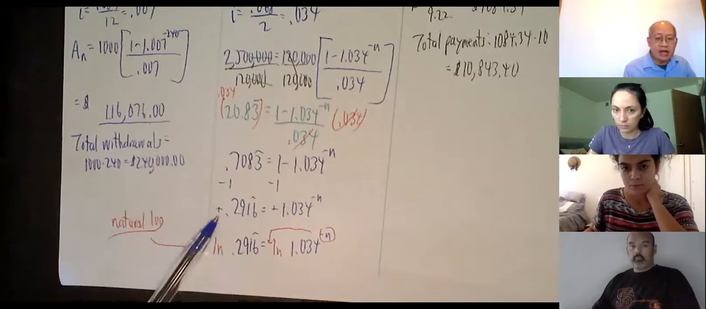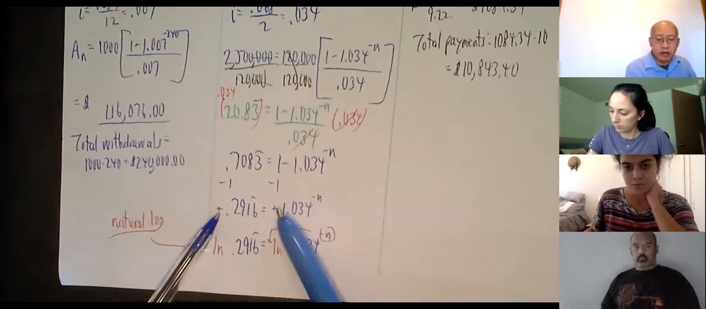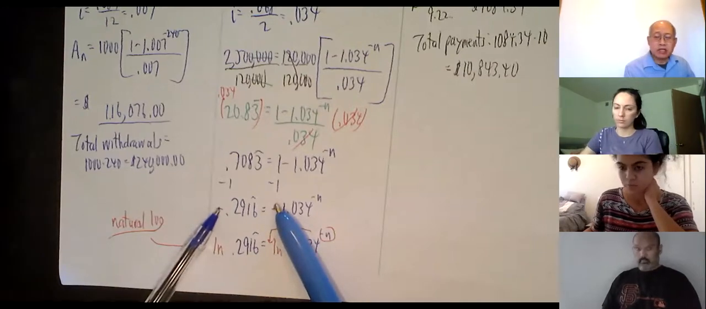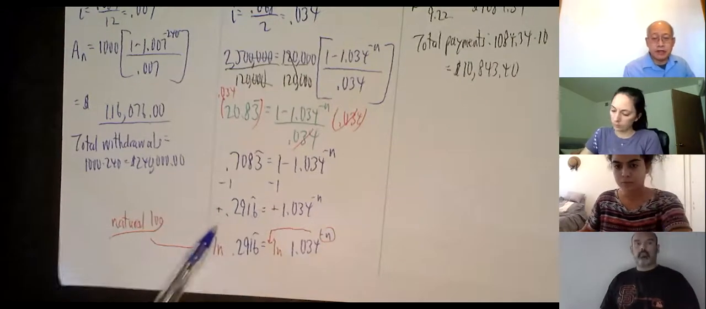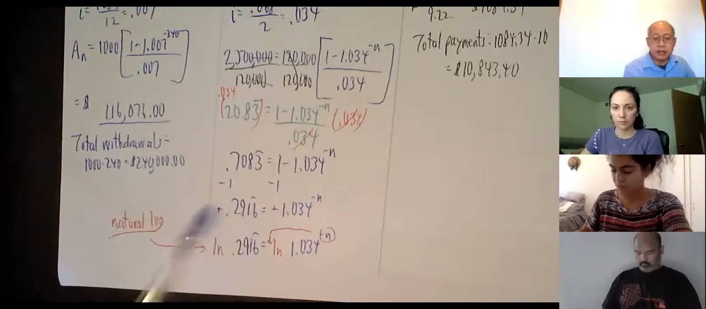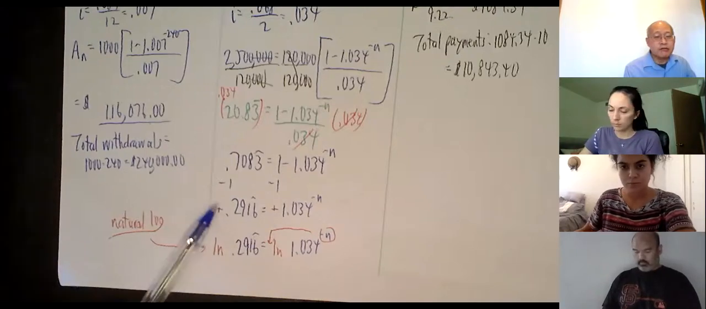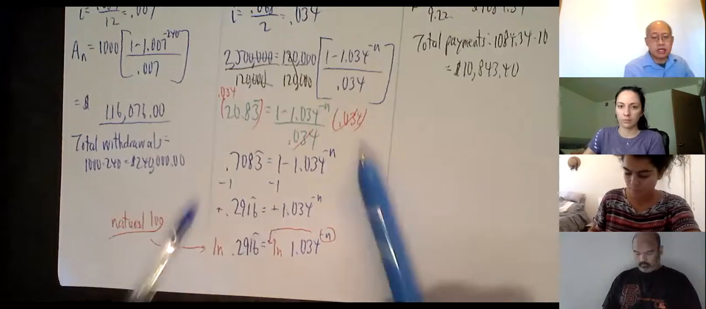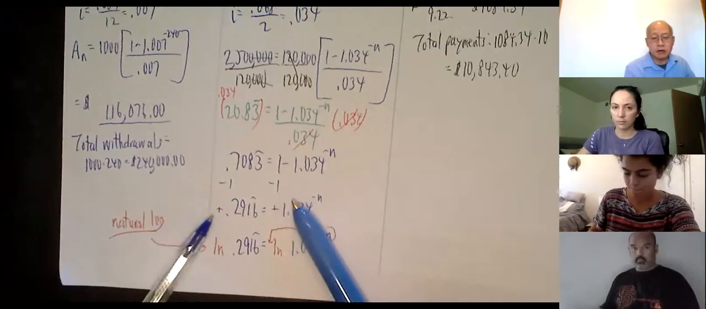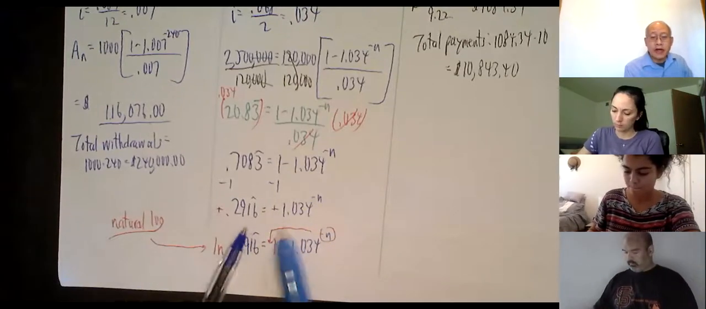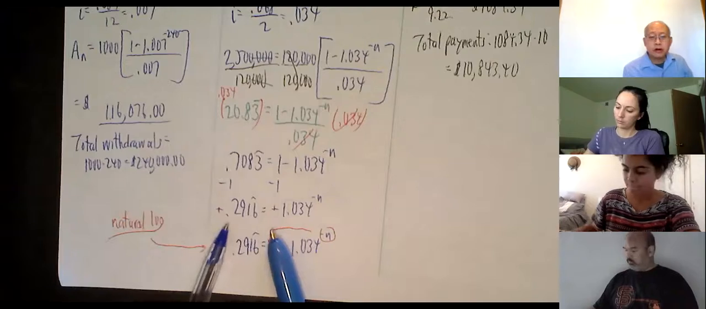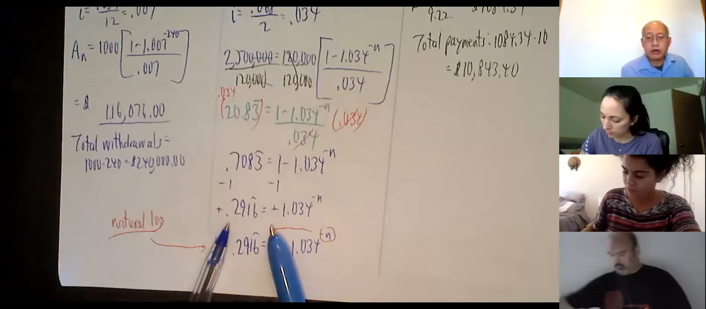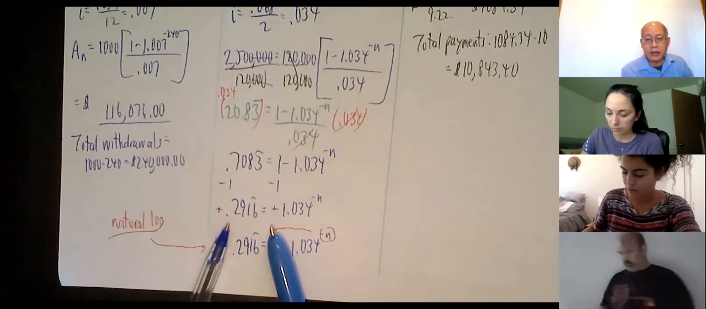So there's supposed to be a negative here. There's supposed to be a negative here, but you know the trick. If there's a negative here and there's a negative here, just multiply both sides by negative 1 and you make them positive. So it's not really that bad if you have negative blah, blah, blah equals negative blah, blah, blah. Just multiply both sides by negative 1 and they're positive. So now it looks like this. 0.2916 repeating equals 1.034 to the negative n.